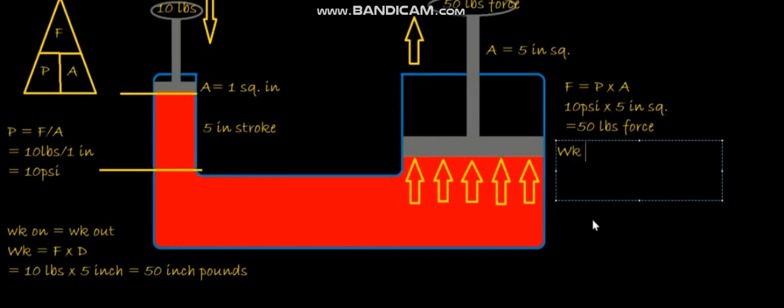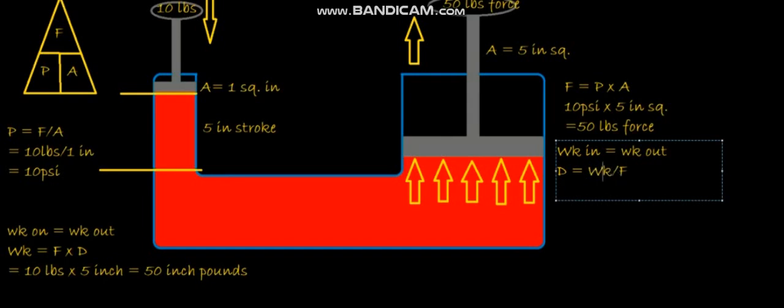So we said over here that work in equals work out. And we have determined that we have 50 inch pounds of work, right? So if we look at our formula over here, work is equal to force times distance. So then I should be able to say that the distance is equal to work over force, right? So my distance or travel is equal to my work divided by my force. Agree with that?